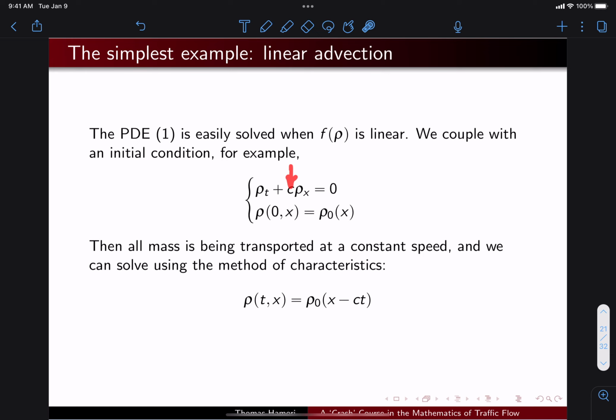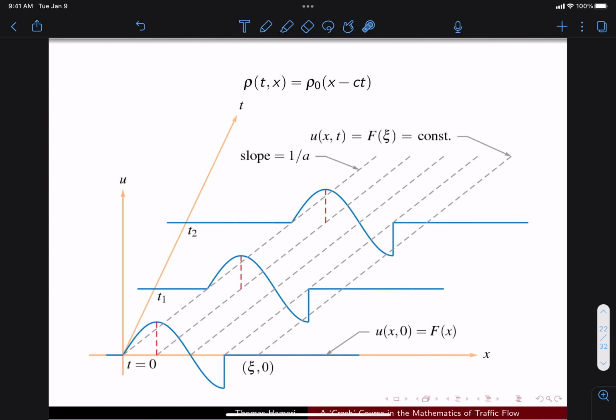Okay, all of the mass is going to move through the space with a constant velocity. So we can solve this in the following way. Okay, hopefully this picture makes things a lot more clear, right?